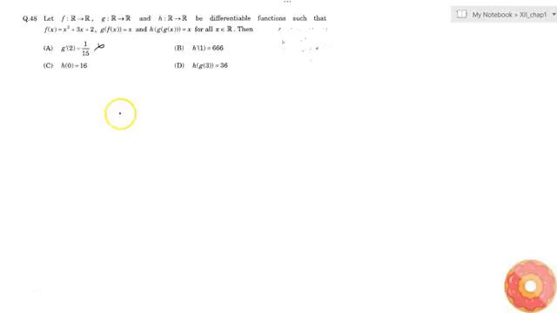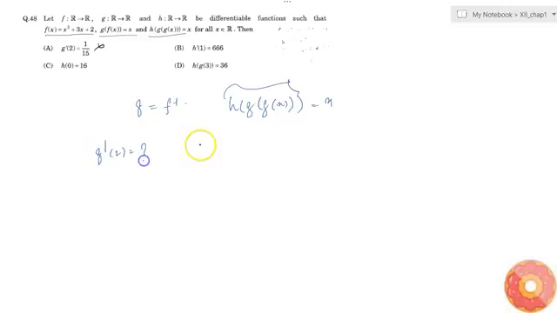In this question we are given f of x and then g of f. We are told that g of f of x is equal to x, that is g is equal to f inverse. We are also given that h of g of x is equal to x, that whole thing is an identity function, and we are asked to choose which of the options is right. First is g dash of 2 equal to 1.